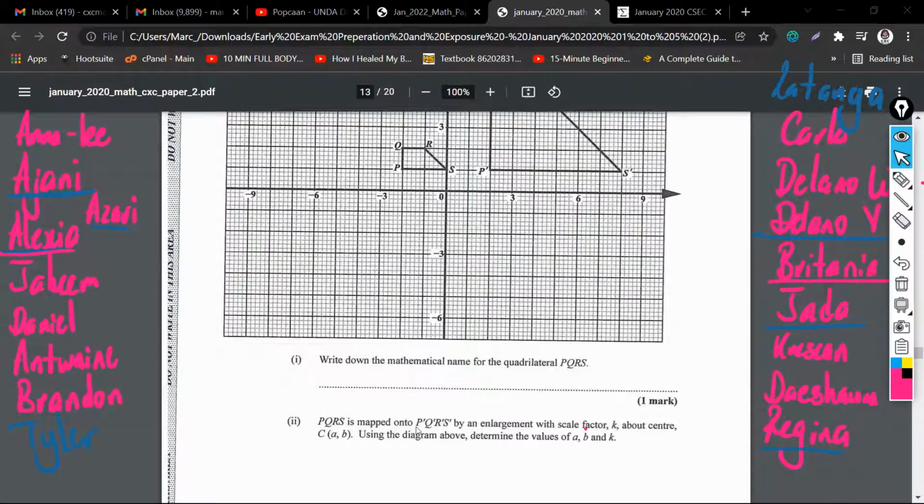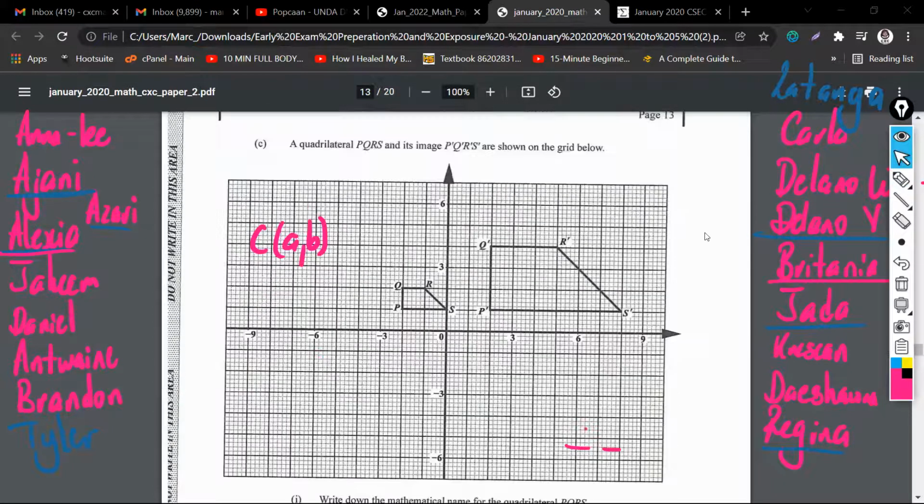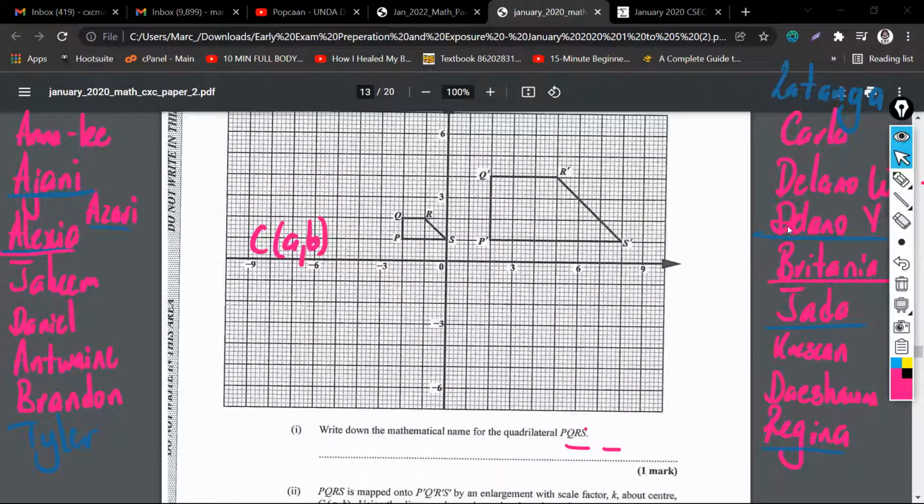PQRS is mapped onto P prime, Q prime, R prime, S prime by an enlargement with a scale factor K about center (A, B). So let's just write that. Using the diagram above, determine the values of A and B and K. So what would I do, Krishan? When they ask me that question, what would I do to find out where the center of the enlargement is? And what's the scale factor here as well?